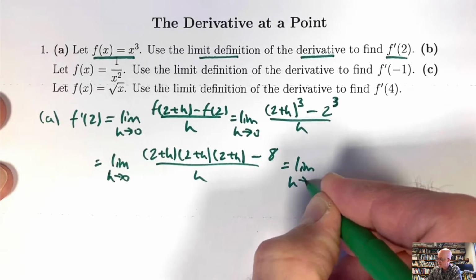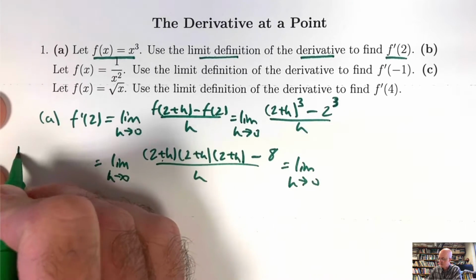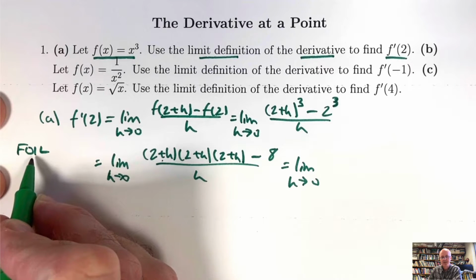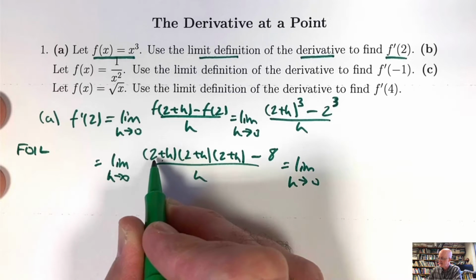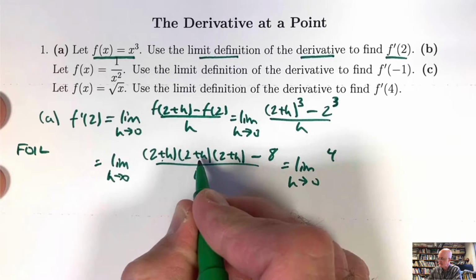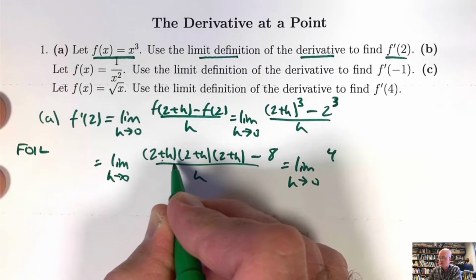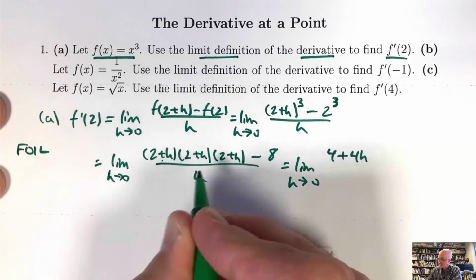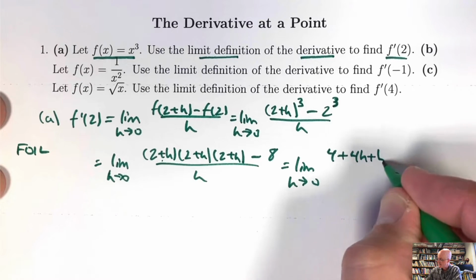Take it step by step. Multiply, say, the first two expressions, 2 plus h times 2 plus h. I have to use the good old friend FOIL method. First times first, outside times outside, inside times inside, and last times last. First times first is 2 times 2 is 4. Outside times outside is 2 times h is 2h. Inside times inside is also 2h. 2h plus 2h is 4h. And then last times last is h times h is h squared. So I get an h squared.